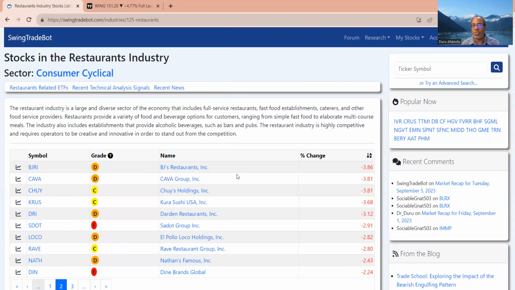So again, you can use Swingtradebot if you don't know the industry for a stock. You could come in here, type it in, go to that industry or the sector or even the subsector, and then find a bunch of cohort stocks from there to do your investigation. So that was the tutorial for today on Swingtradebot.